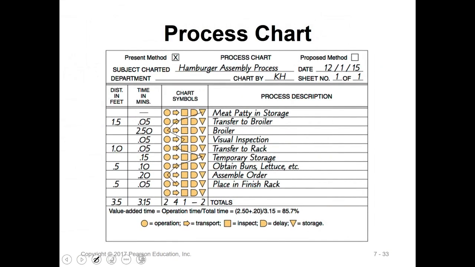This is the third chart we talk about over here. We call it a process chart. And the process chart even includes the moving distance, so distance in feet. And here is the hamburger assembly process.